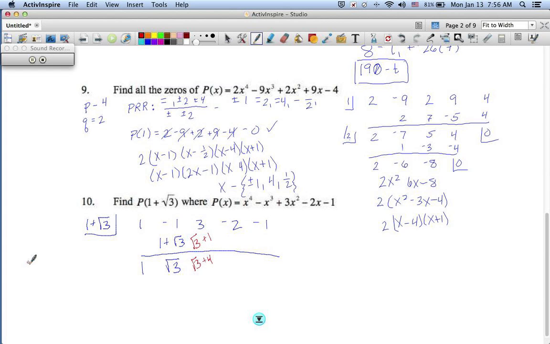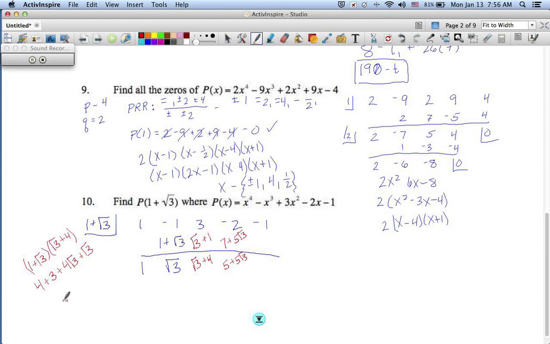And now I'm going to start doing some scratch work here. 1 plus root 3 times root 3 plus 4. So that gives me 4 right there, plus that's going to be a 3 plus 4 root 3 and 1 root 3. So we get 7 plus 5 root 3. Add them up, I get 5 plus 5 root 3.